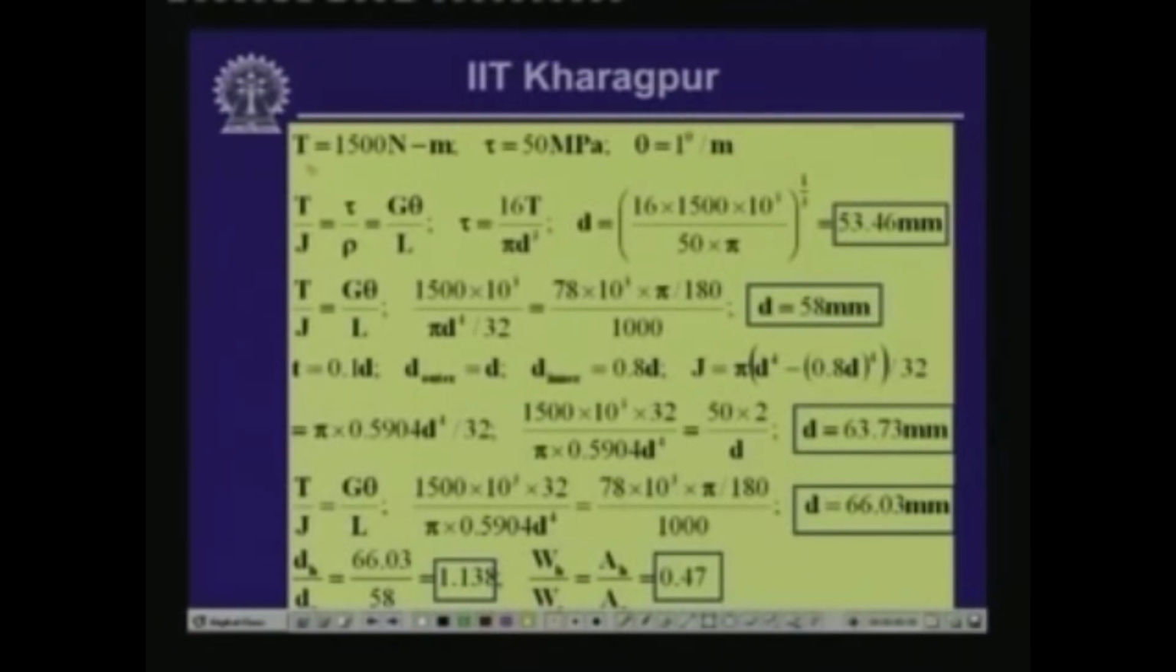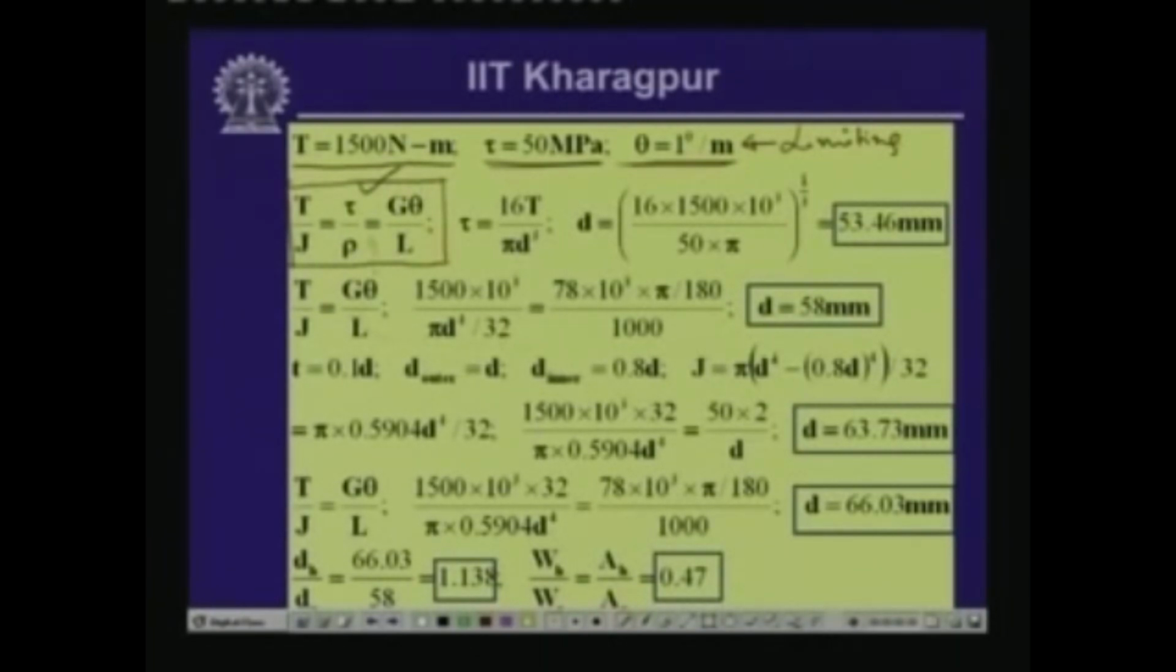Now, the twisting moment T is given as 1500 Newton meter, the shear stress is not to exceed 50 megapascal, and the angle of twist is 1 degree per meter. These are the limiting values, and it is subjected to a twisting moment of 1500 Newton meter. Now, as we know, the expression T by J is equal to tau by rho is equal to G theta by L. This is applicable for both circular shaft as well as the tubular shaft.